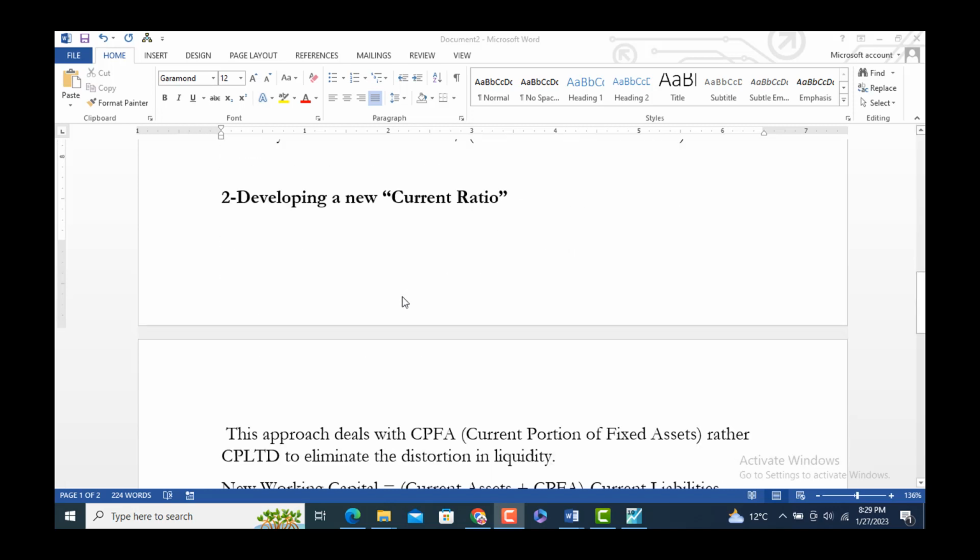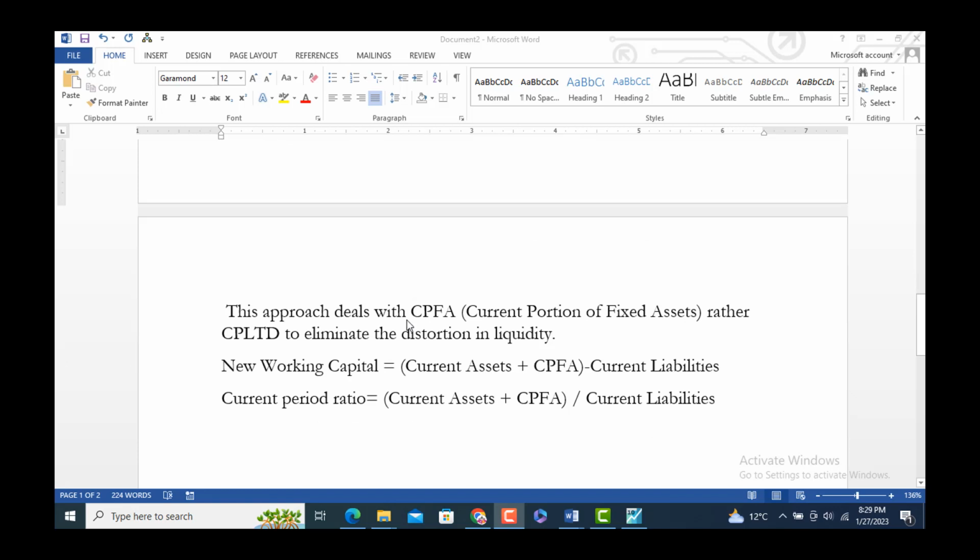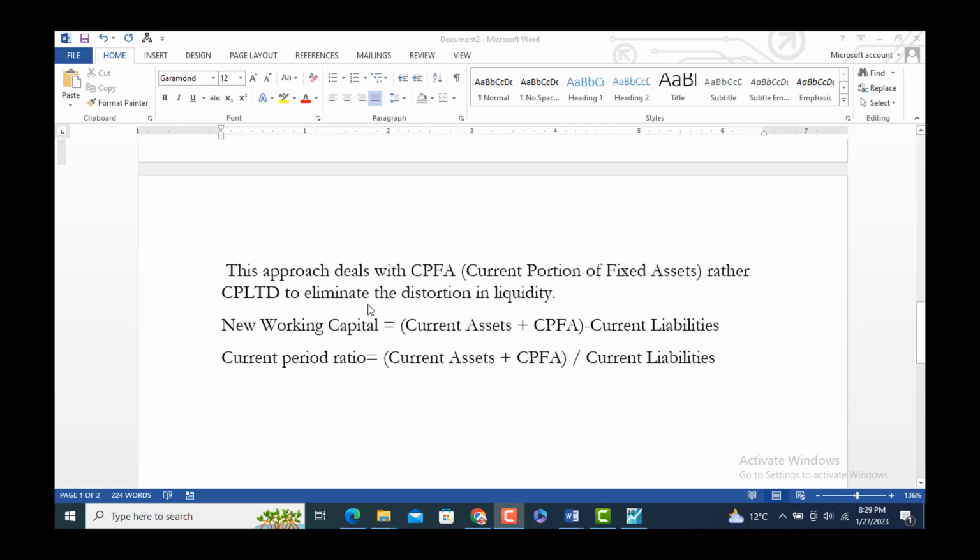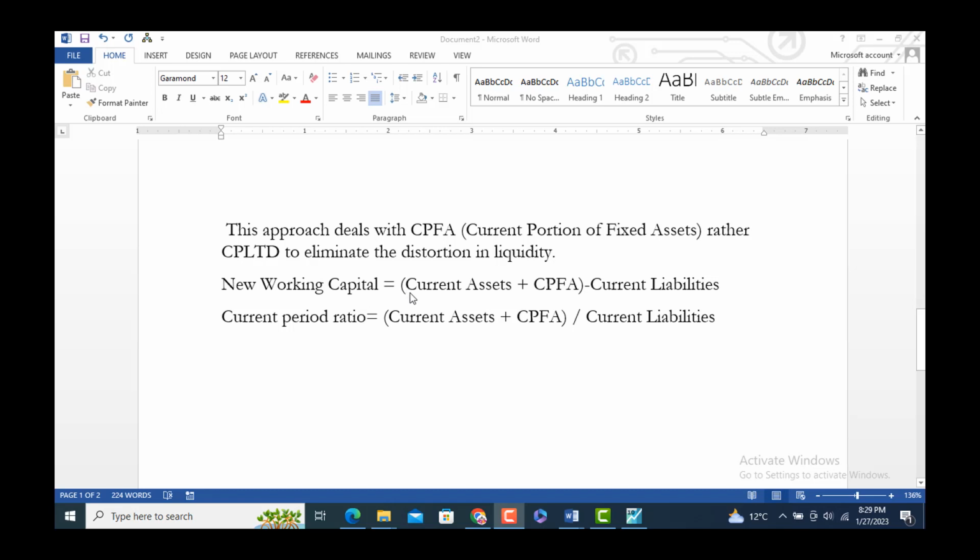We are going to deal with the CPFA, current portion of fixed assets. In the above approach we excluded the CPLTD, but in this approach we are going to include the current portion of the fixed asset. So our new working capital equation becomes current asset plus CPFA minus current liabilities, and the current ratio is equal to current asset plus CPFA divided by current liabilities.